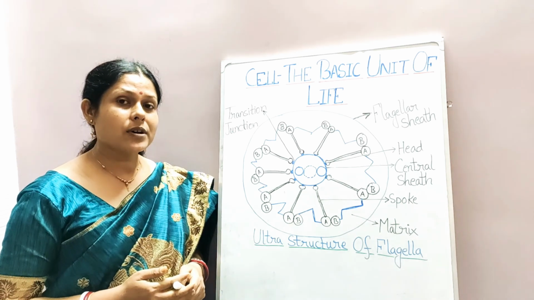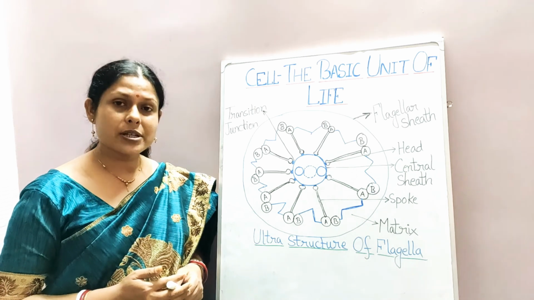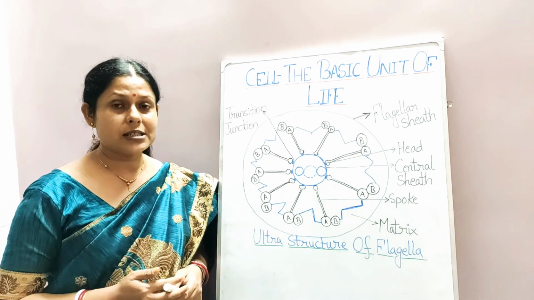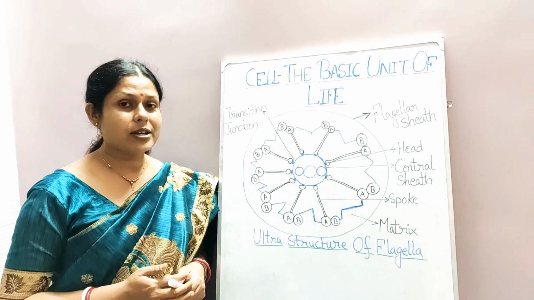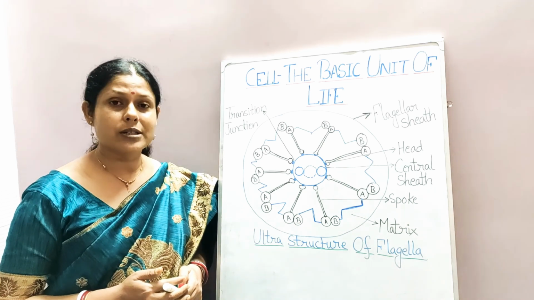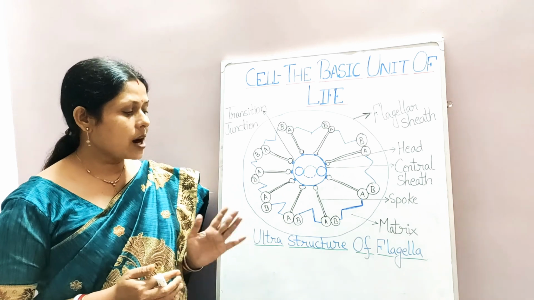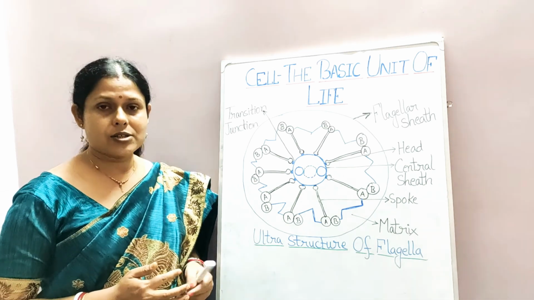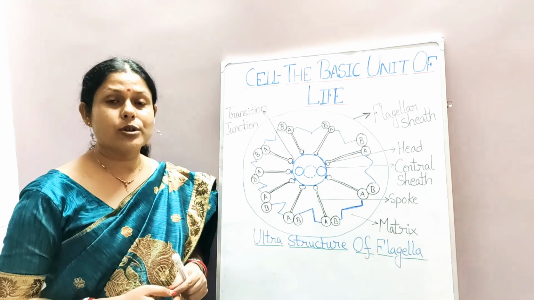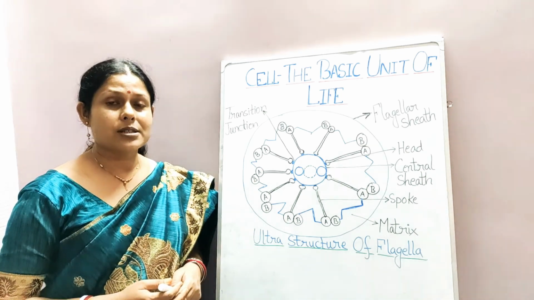In the prokaryotic flagella, it is made up of the protein called flagellin, whereas the eukaryotic flagella is made up of tubulin. Now we are here going to read about the ultrastructure of cilia or flagella, because both are the same, as I told you, in terms of the eukaryotic cell.